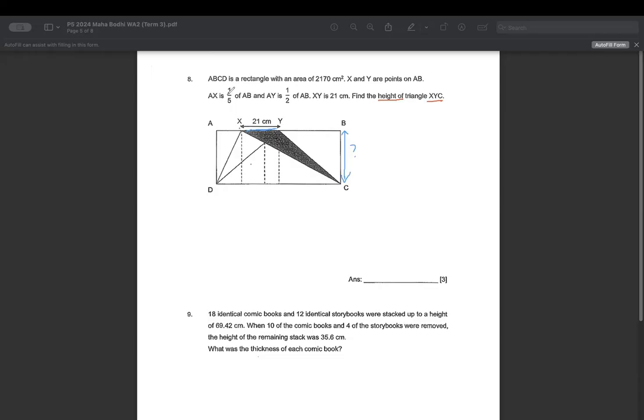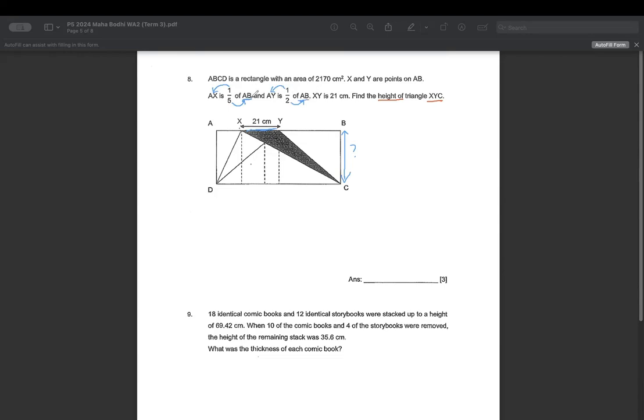With this comparison, the number on top refers to AX, which is 1 unit, and the number in the denominator refers to the number of units for AB. So AB is 5 units. The second comparison is AY is half of AB, meaning AY will be 1 unit, and AB will be 2 units. So you see, AB is actually a common length for both comparisons.